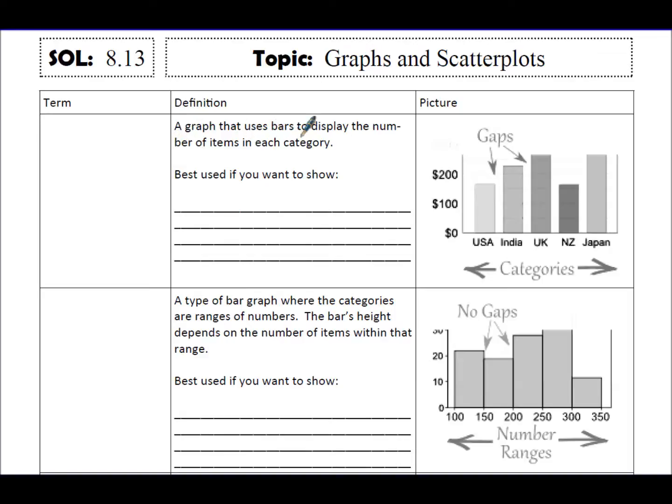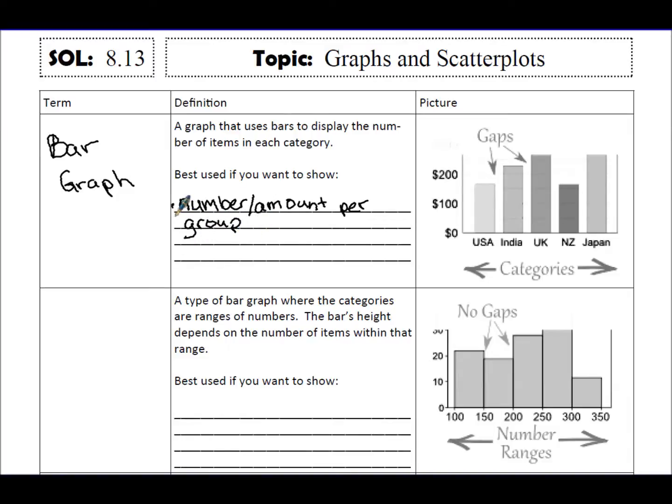A graph that uses bars to display the number of items in each category. So we have the categories at the bottom, sometimes they're on the side, but there's bars to show how much each category has. So this type of graph is a bar graph. And it's best to use a bar graph if you want to show how much or the number of items, depending on what the graph is. In this case, the amount of money. So the number or amount per group.